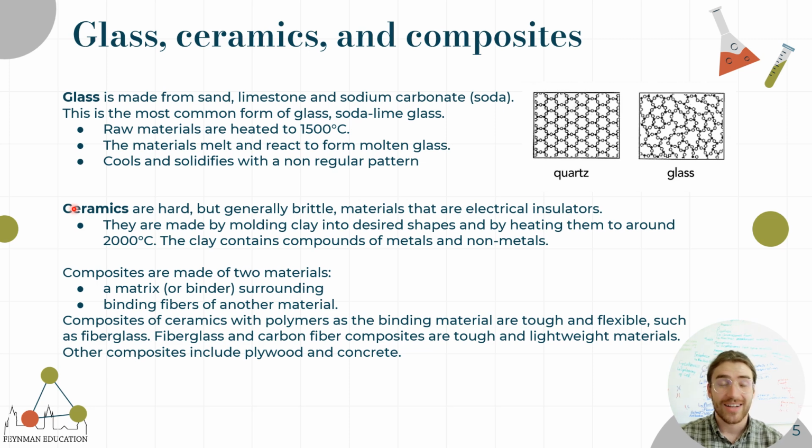Okay, and finally composites. This might be something you haven't come across before. Composites are going to be made up of two different things. We're going to have a matrix, which is going to be a binding agent, and we're going to have binding fibers, okay, of a different material. So we can't have the matrix alone, okay, it's going to be like a liquid. It's not going to have the desired properties, okay, and the binding fibers as well, they're going to be too loose. But if we put them together, we can make a material such as fiberglass.